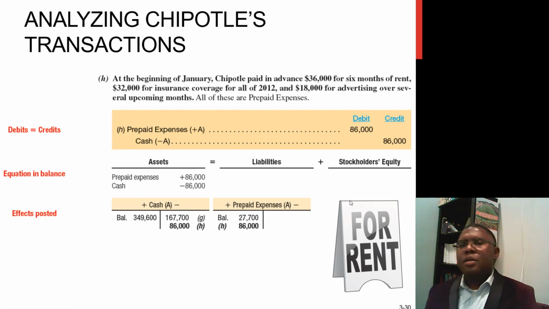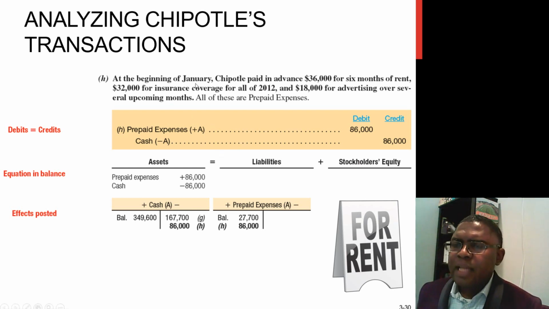All right, let's look at another example. It says at the beginning of January, Chipotle paid in advance 36,000. So they paid in advance. This becomes a prepaid expense, which is an asset to the company. So Chipotle paid in advance 36,000 for 6 months of rents, 32,000 for insurance coverage for all of 2012, and 18,000 for advertising over several upcoming months.